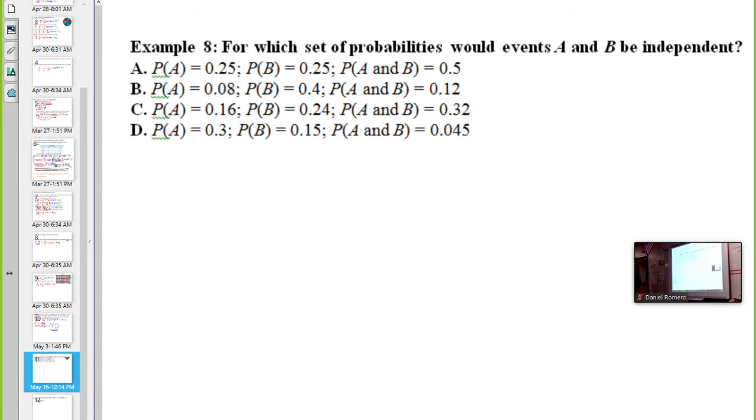Like I can pretty much assure. Well, even though decimals are not my favorite, I know 0.25 times 0.25 doesn't give you 0.5, and I know 0.16 times 0.24 does not give you 0.32. So in my head, I would narrow it down to those two, but then B is wrong. Okay, 0.08 times 0.4. Yeah, that's 0.32. And 0.8 times 0.4 is not 0.12. Yeah, so it's gonna be 0.3 times 0.15. Yeah, D.